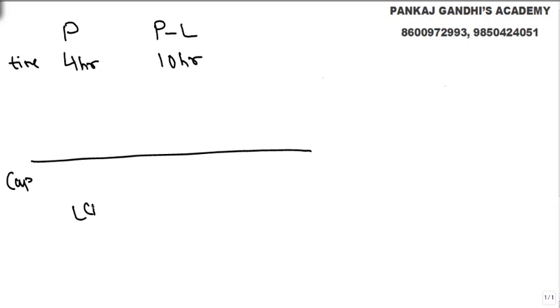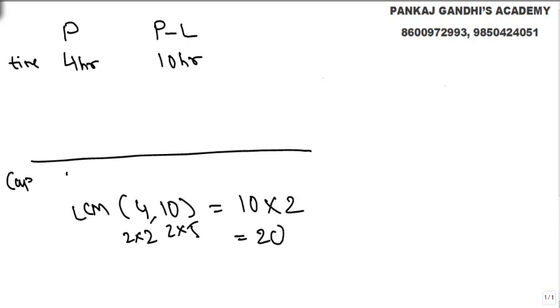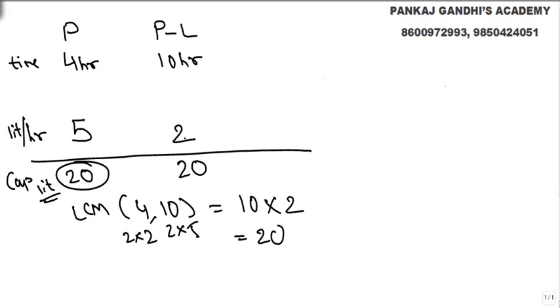Let's say we take capacity LCM of 4 and 10. We could have taken 40 also, but LCM is going to be, if I take 10, 4 is 2 into 2, 2 is already there, so 20. If capacity is 20 liters, 4 hours 20 liters, so liters per hour 5, liters per hour 2. But now, pipe minus leakage per hour is 2, but pipe was filling per hour 5. So pipe minus leakage is 2. So leakage per hour is going to be 3.